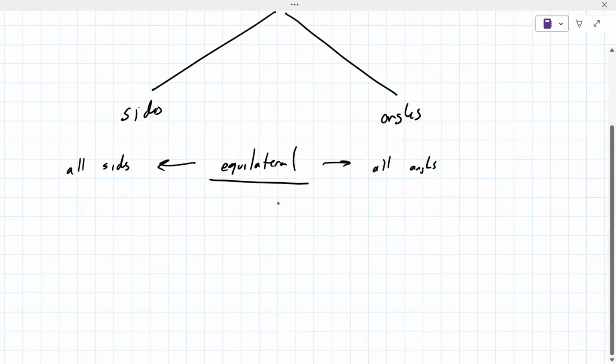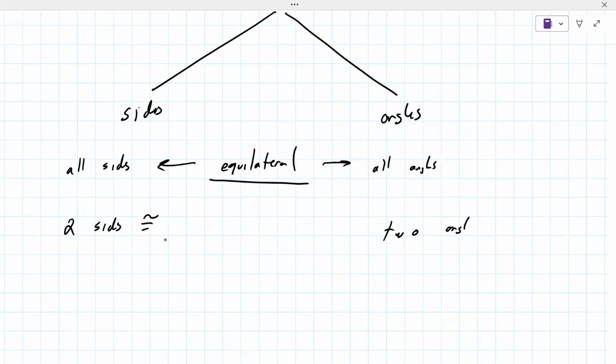If two sides are congruent, this symbol means congruent. Have you seen that before? And that means that two angles are congruent. This is isosceles.